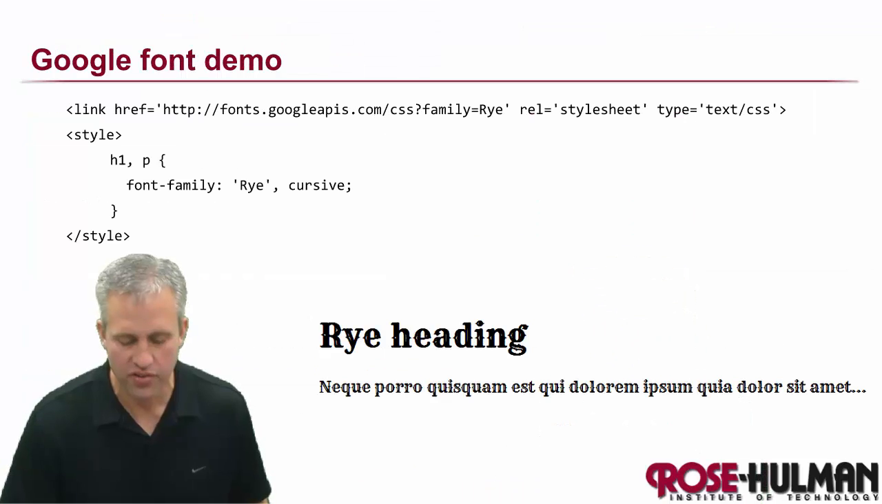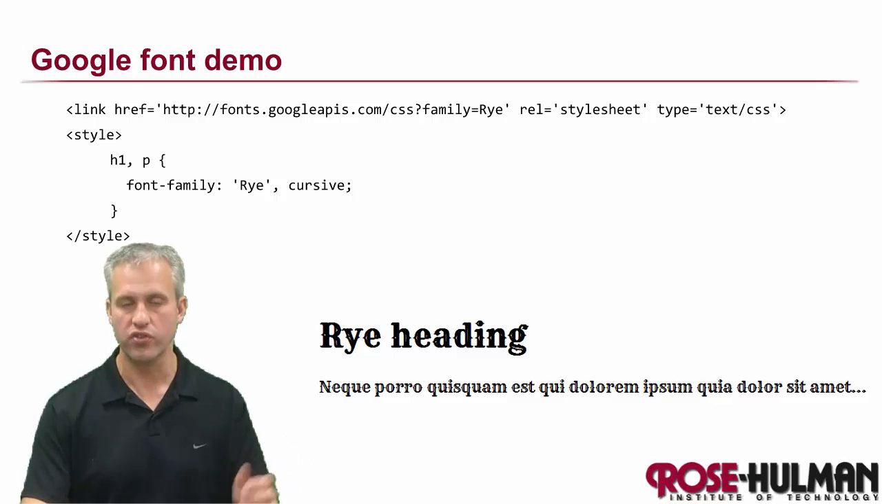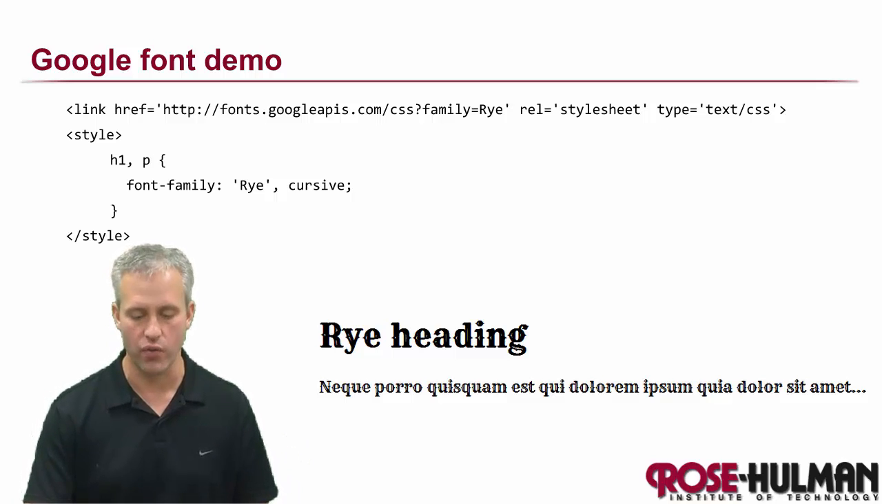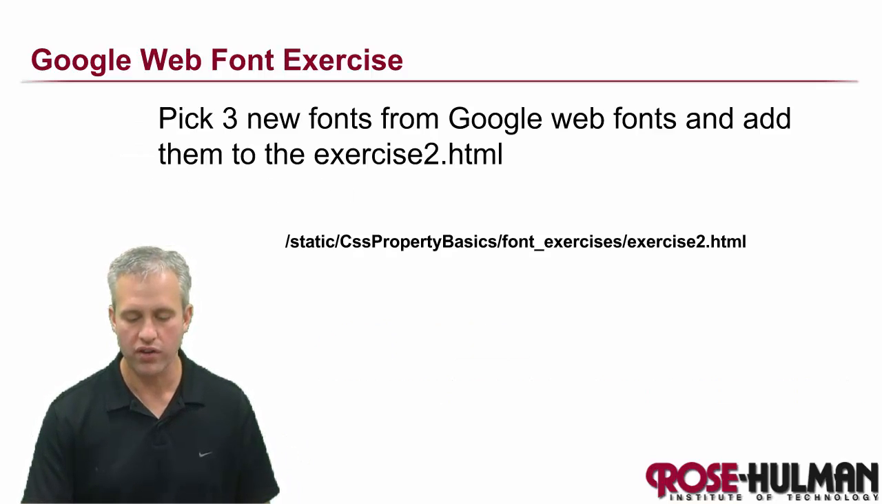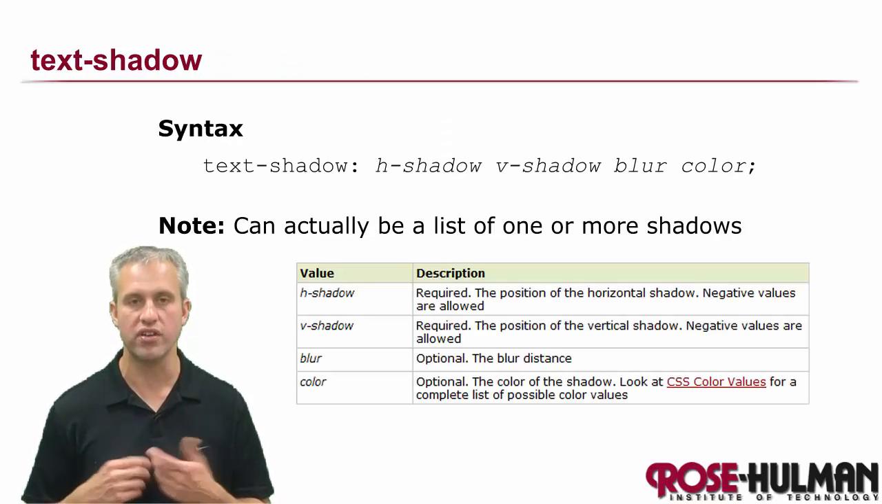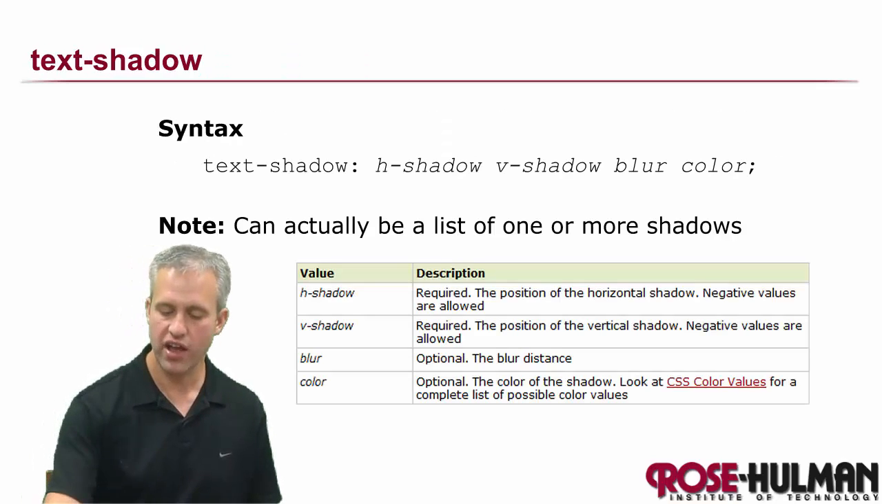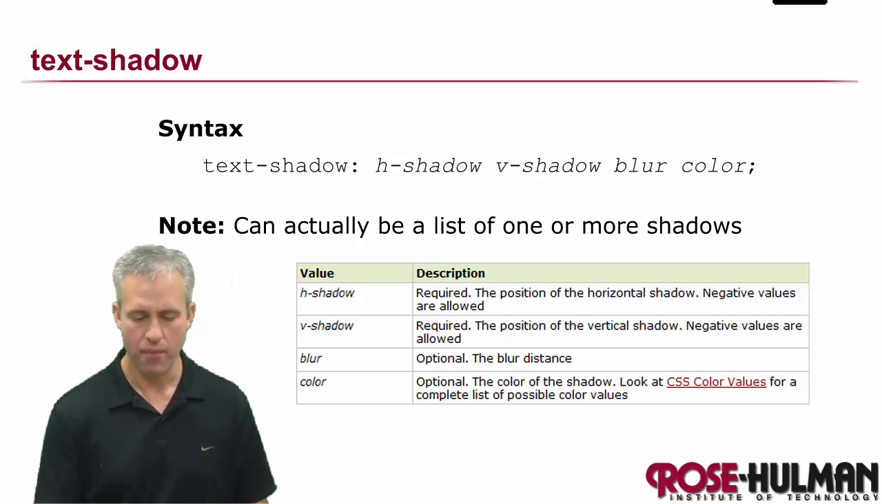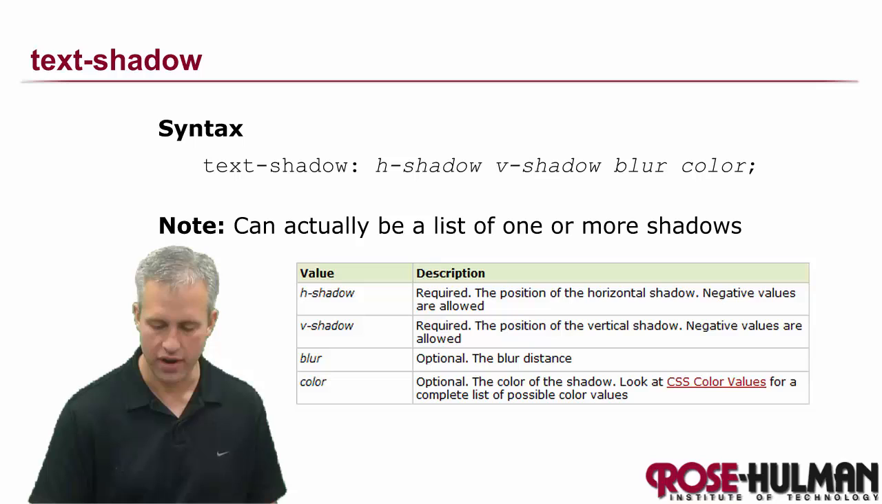And so in addition to bringing in custom fonts, which is one kind of advanced font skill I wanted to mention, I also wanted to mention how you could use a text shadow. Text shadow is a pretty simple property. It is a newer property, but it's one that most browsers support now.